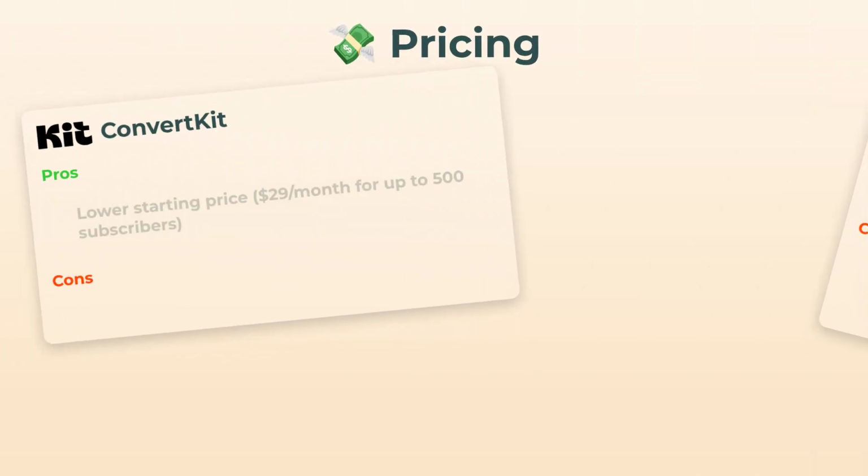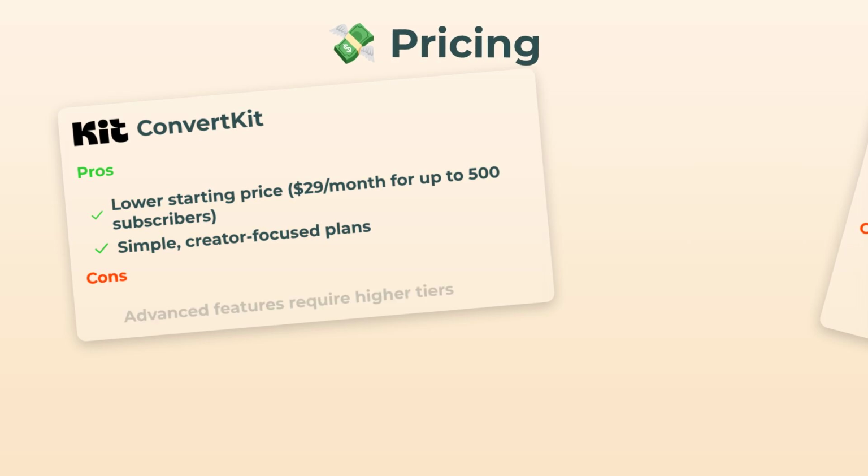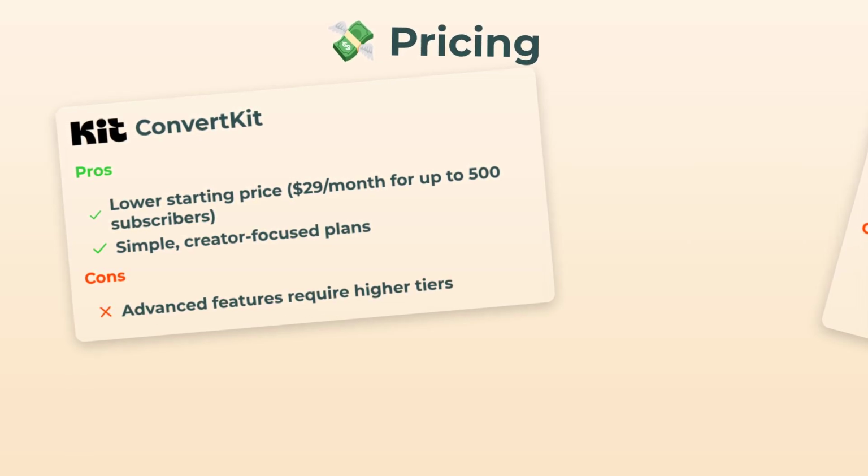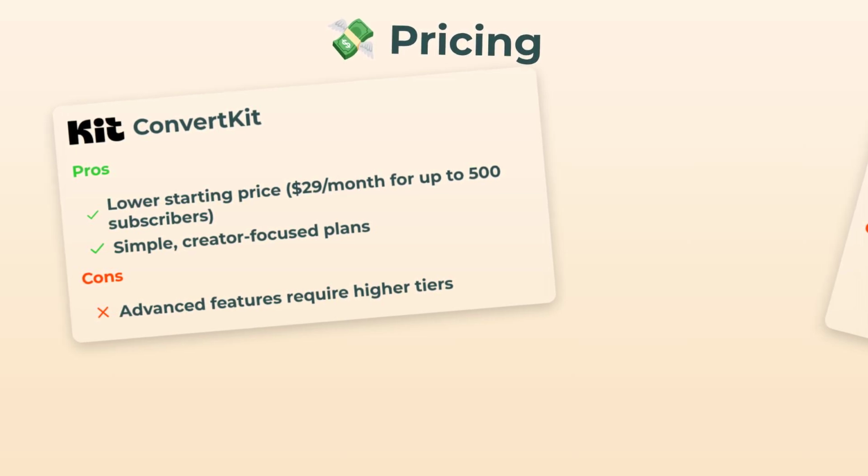Okay, first up, pricing. ConvertKit starts at $29 a month for up to 500 subscribers, which is honestly not bad for creators just starting out. The plans are pretty straightforward, but gotta be real here, if you want the advanced stuff, you do have to go for the higher tiers.